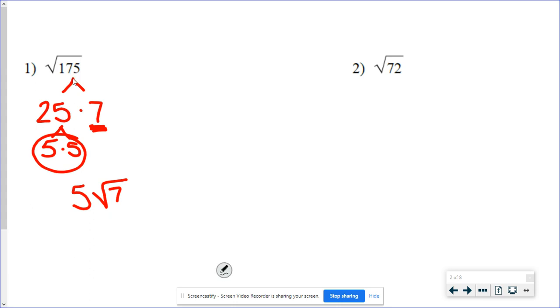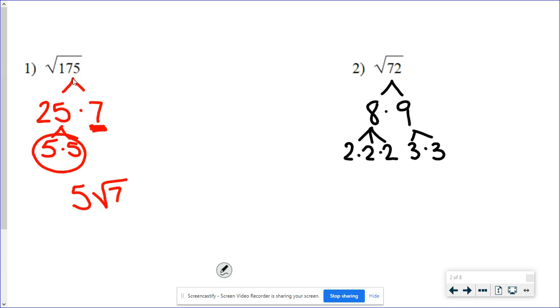For 72, lots of ways to break this one up. Personally, I jumped to 36 times 2 because 36 is a perfect square. However, I'm guessing that most students are going to go with 8 and 9. 8, I'm hoping everybody's feeling comfortable enough with 2, 2, 2, so 2 times 4 and then splitting up the 4. The 9 is going to be a 3 and a 3. And remember, square roots, we need pairs.